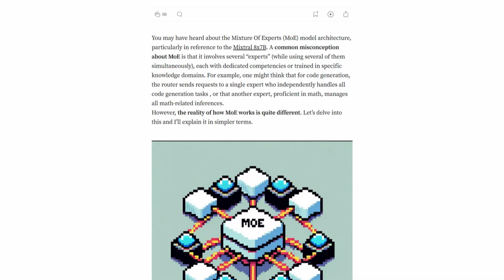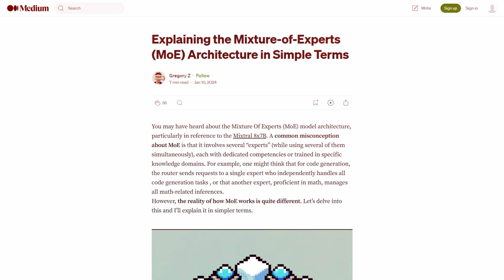I want to share a great analogy for understanding this process from Gregory Z on Medium. Consider a hospital with various specialized departments, which are our experts. Each patient, or here input token, is directed to the appropriate department by the reception, which is our router or gating network, based on their symptoms, which are our list of numbers. Just as not all departments are involved in treating every patient, not all experts of a mixture of experts are used for every input.